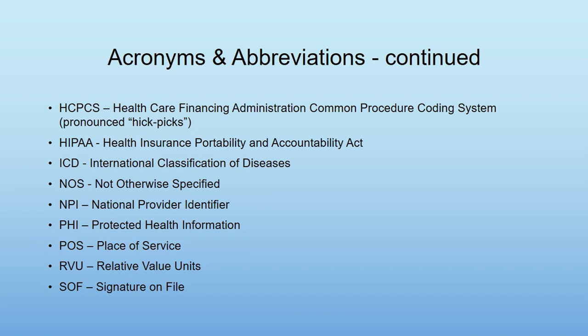ICD is the International Classification of Diseases. NOS stands for Not Otherwise Specified. NPI is the National Provider Identifier Number. PHI is short for Protected Health Information. POS, Place of Service. RVU is Relative Value Units. And SOF is an abbreviation for Signature on File that you commonly see on these CMS 1500 forms.